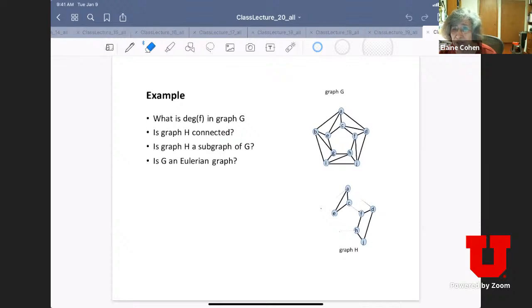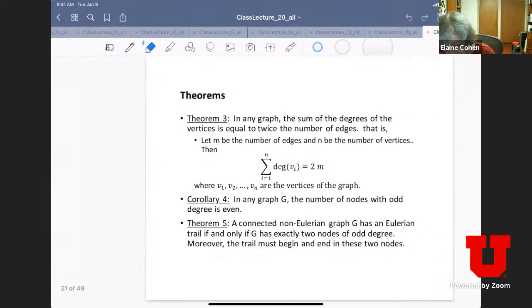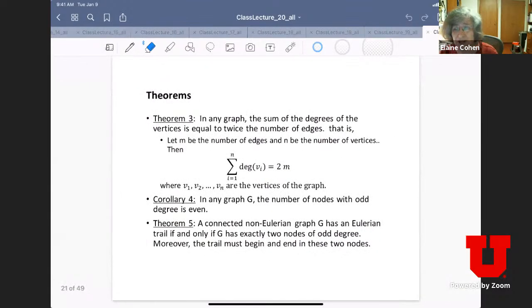So you can compute the number of edges by locally figuring out all of the degrees of each of the vertices individually, and then adding them together and dividing by 2. And that, it turns out, is one of our next theorems. Theorem 3. Oops, wait a minute. We'll come back to that.